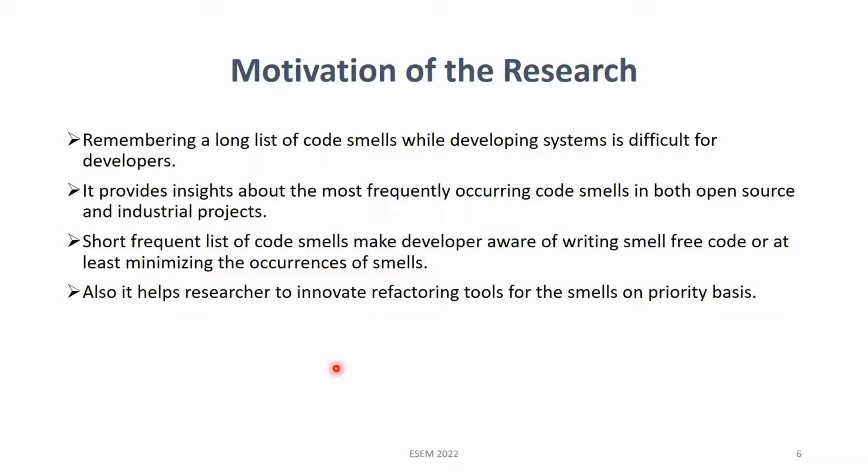Motivation of the research. Remembering a long list of code smells while developing a system is difficult for developers. This work provides insights about the most frequently occurring code smells in both open source and industrial projects. Again, a short frequent list of code smells makes developers aware of writing smell-free code or at least minimizing the occurrences of smells. Also, it helps researchers to innovate refactoring tools for the smells on a priority basis.